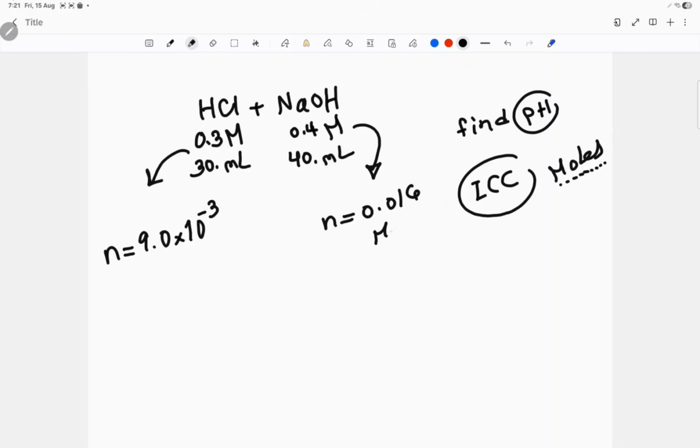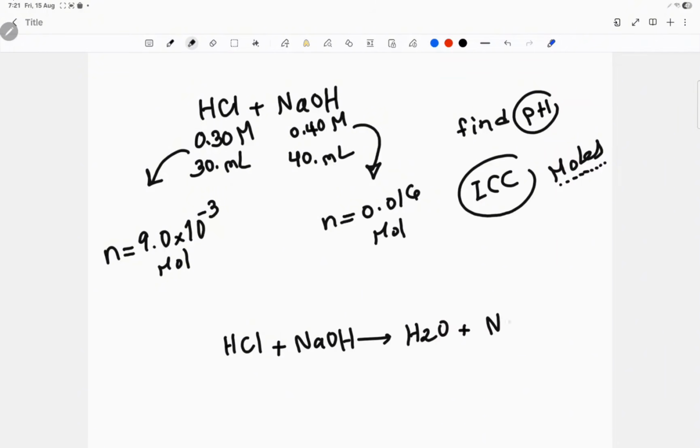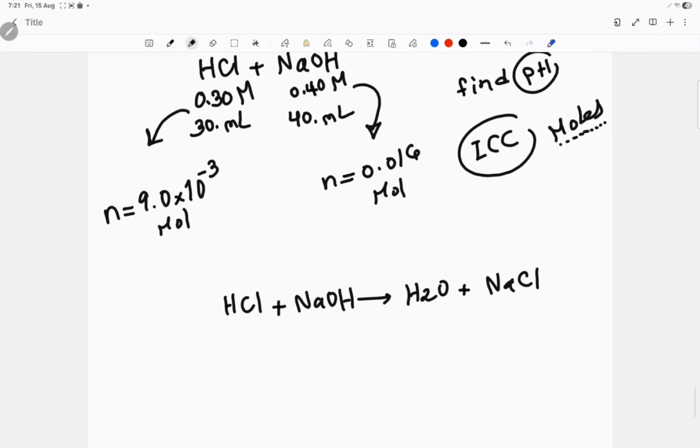0.016. You find me the mole? I thank you for that. Let me just take care of the figures part. We don't want to be wrong, do we? Make it 2 figures here and 2 figures here. Now we're going to have to write the balanced equation. Okay, so we can write the mole part. 0.0090, 0.016.